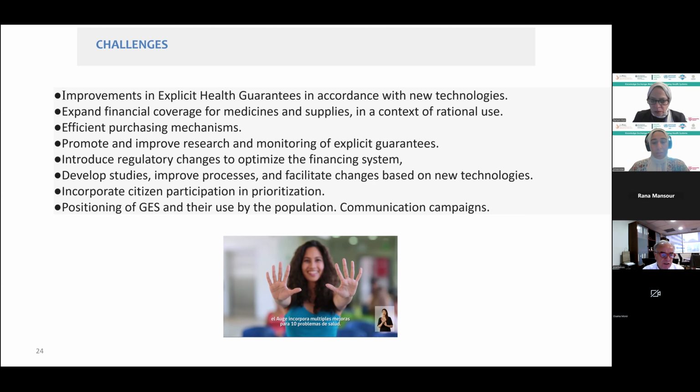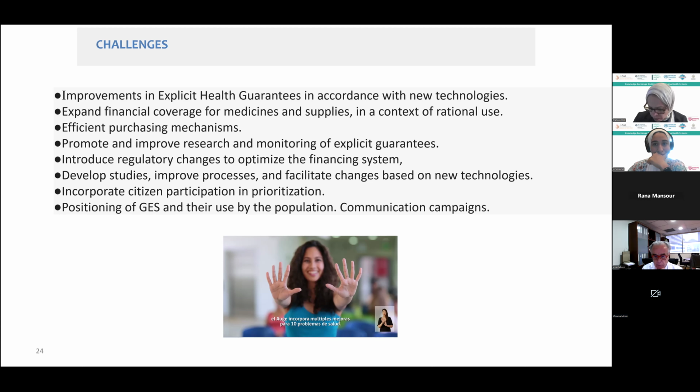The second challenge is expanding the financial coverage for medicine and supplies in the context of rational use, of course. And the third challenge is an efficient purchasing mechanism. In relation to that, in Chile, we have been working very strongly for 10 years using pay for performance, and specifically we are using DRGs.